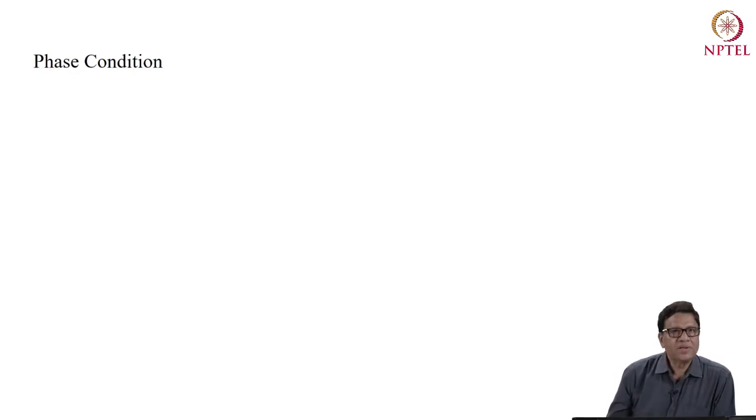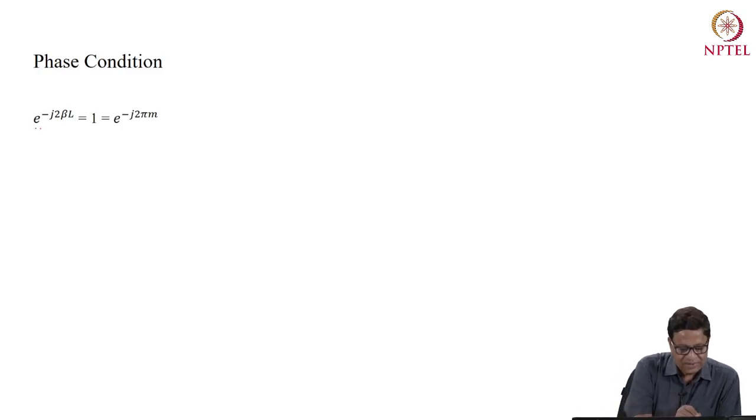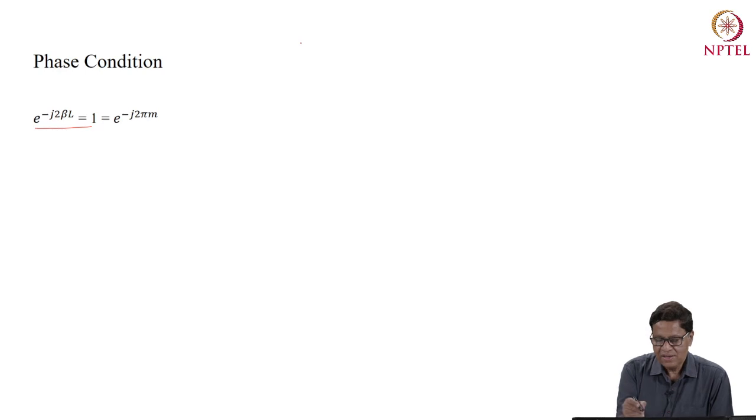Now let us try to understand the phase condition. We have understood about the gain part, and now let us try to understand the phase condition. As I explained, the phase is for a distance of 2L. Suppose this photon is generated, it gets reflected from R1, then travels and is again reflected and comes back to this point. The total distance covered is 2L.